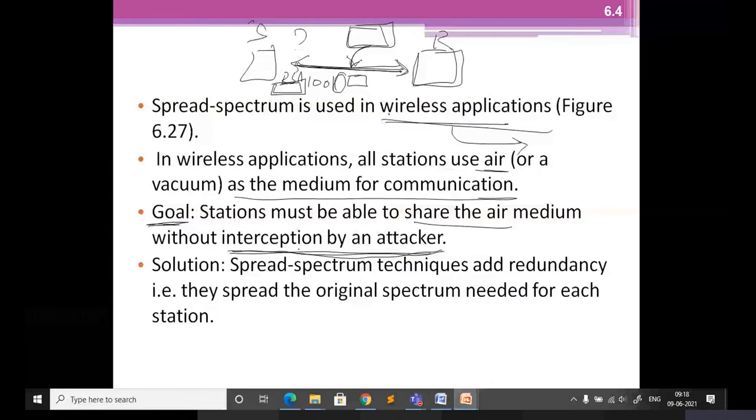So what is the solution here? My goal is that I'm using air as a media to transmit data and I need to take care of the attacker. What technique do I need to use? What may be the solution to overcome this problem? The solution is to use a spread spectrum technique to add redundancy. Redundancy means extra information.